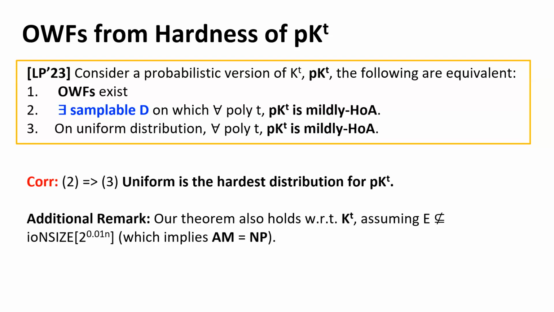Additionally, we want to mention that our theorem also holds with respect to the standard notion of KT, assuming a derandomization assumption, namely E does not have infinitely-often non-deterministic size 2 to the 0.01n circuits, which is used to argue that MA equals NP.